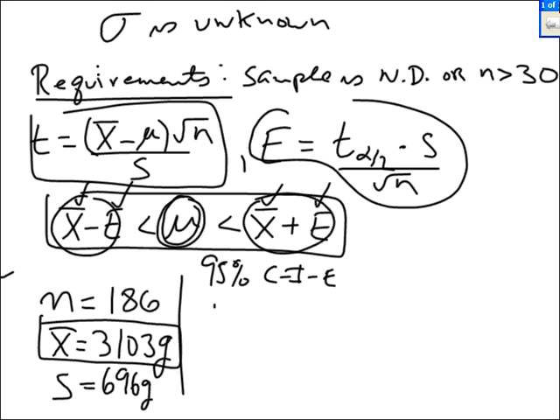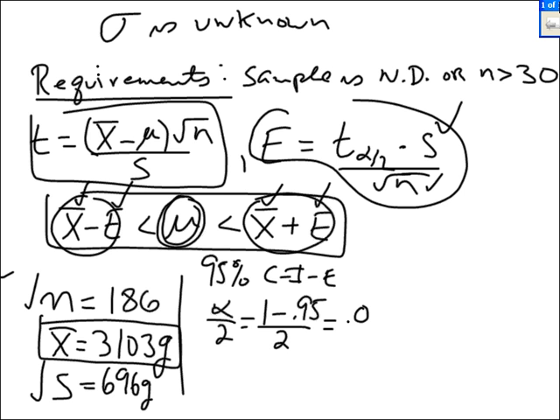So we know S, that's 696 grams. We know n, that's 186, so we can find the square root of n. What we need to find is t sub alpha over 2. Alpha is 1 minus the level of confidence, which is 95% or 0.95. That gives you 0.05 over 2, which is 0.025.